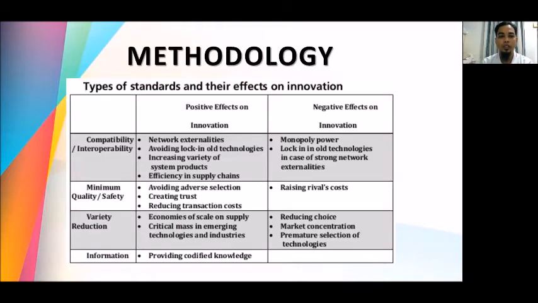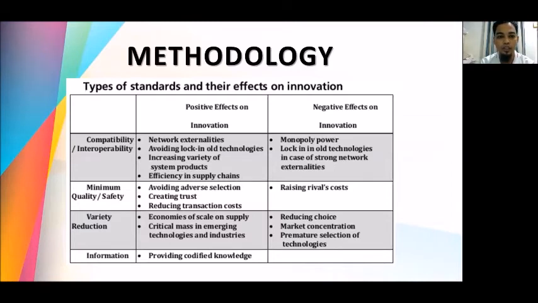Okay, slide seterusnya adalah methodology, types of standard and their effect on innovation. Terdiri daripada 3 kriteria. First, compatibility and interoperability. Second, minimum quality and safety. Third, variety reduction. Terbahagi kepada 2 iaitu positive effect on innovation and negative effect on innovation.